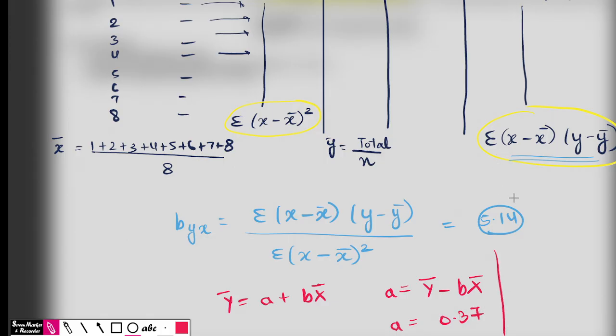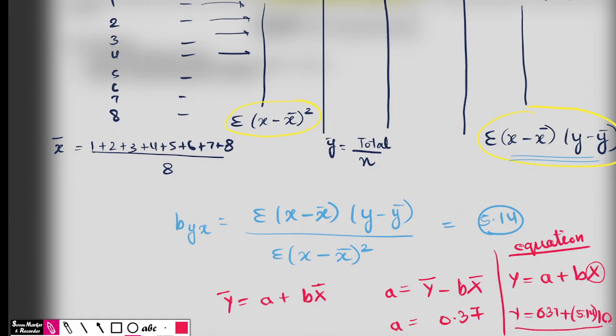Once the two things have been found out, now you can create your equation. Your equation is: dependent variable equals a plus b multiplied by the independent variable. Now they have asked you to calculate for the 10th week, meaning you are considering x to be 10. You know the value of b is 5.14. You also know the value of a, whatever you have calculated, that is 0.37. You can simply calculate what would be the length of that particular fish or group of fishes in the 10th week. So this is how you will be solving this question.